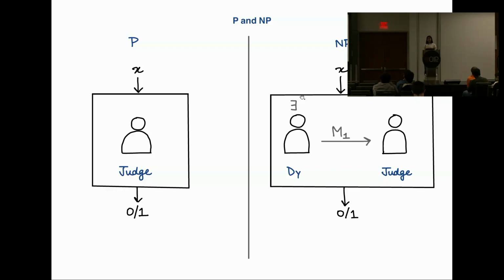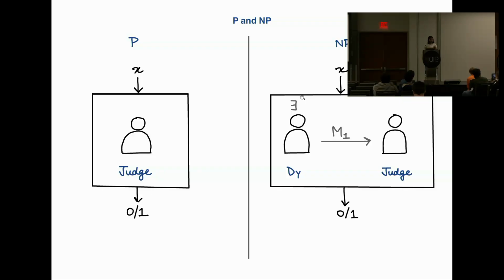And we'll think of NP as follows. Again, we have this judge, which is an efficient classical computer, and now we have a debater dy, whose aim is to always try and convince this judge to say yes. Now together, they are trying to solve some yes-no problem. So they get some input x, and if this x is a yes input, then we want that the debater succeeds. So we want that dy can send some message m1 to the judge such that the judge outputs yes.